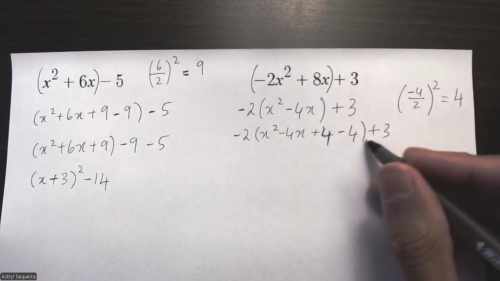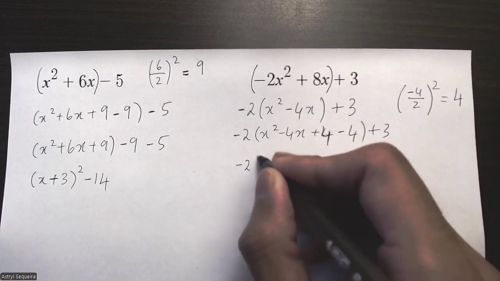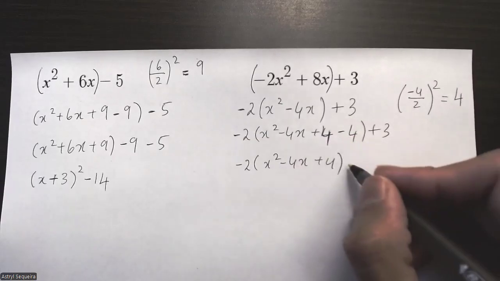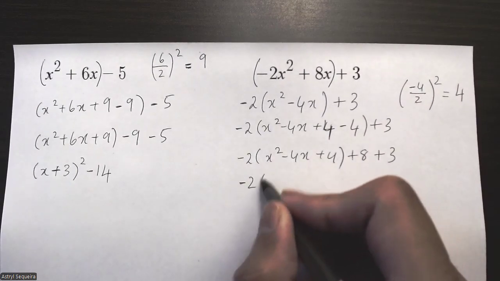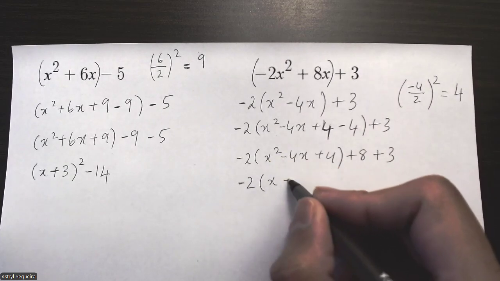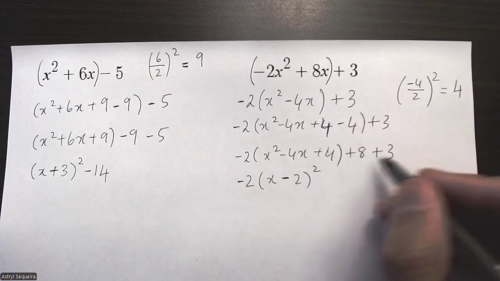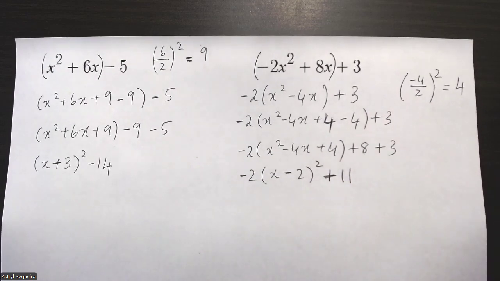Then you want to take the negative number outside the bracket, but when you do that, remember you have to multiply it by the front. Negative 4 times negative 2 is positive 8. And last step, I'm going to perfect square the bracket here. Square root of x squared is x. Sign in the middle is a negative. Square root of 4 is 2. Put a square outside the bracket. Combine the like terms and I will get plus 11. So that is my final solution in vertex form for the second question.